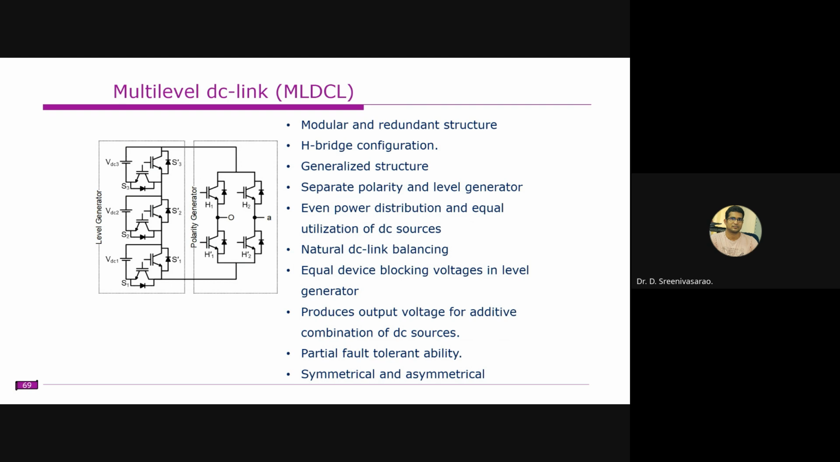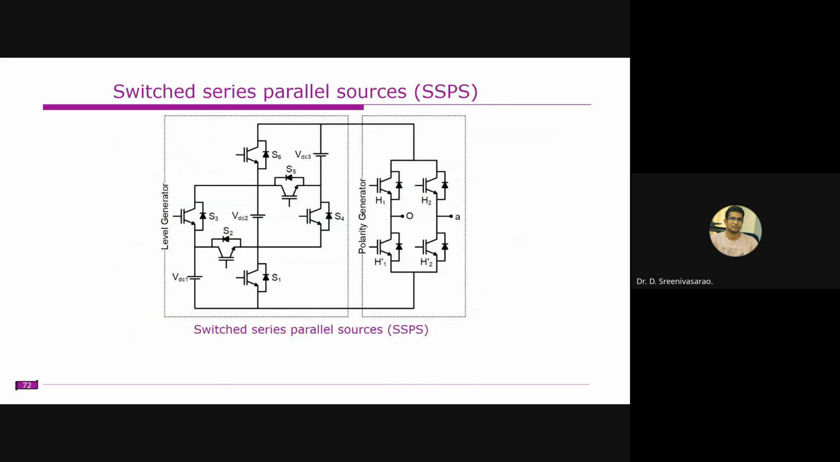Now we can also increase the number of levels. For example, here 3 units are connected, and you can connect one more unit like this. So you can also increase the number of levels. So this is about the multi-level DC link. Similarly, we have other topologies.